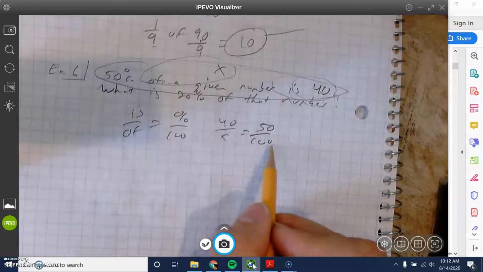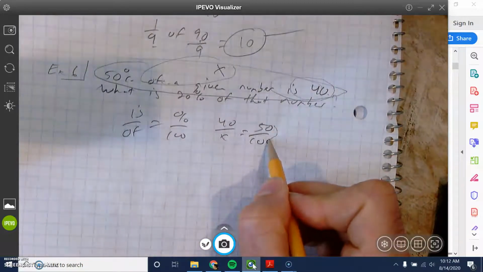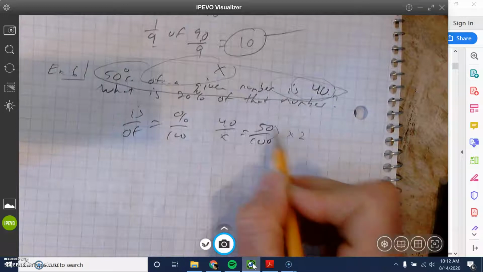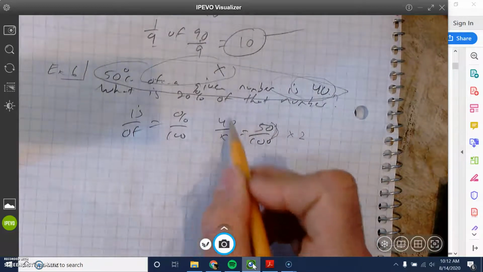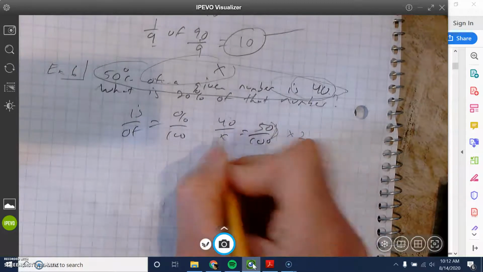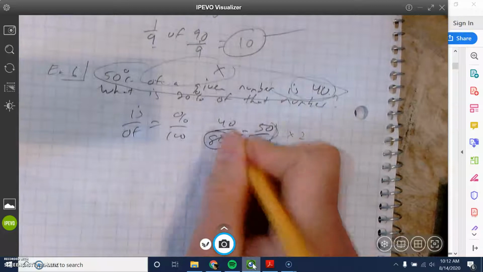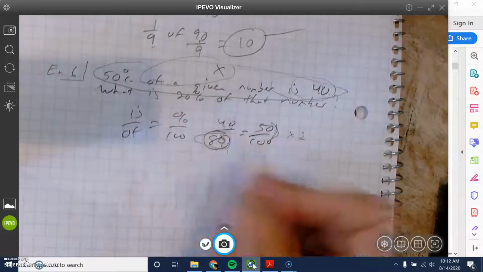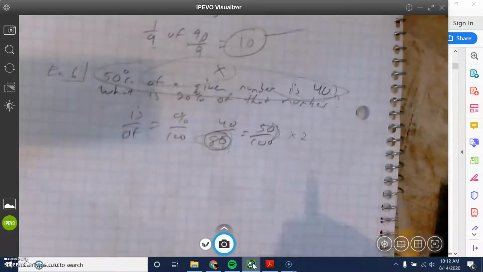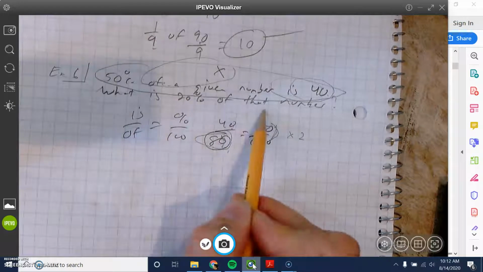So let's look at this relationship. See, 50 to 100, that's times 2, right? That's a half. So what would make this fraction equal to a half? I can cross multiply and divide, but that would be 80, right? 40 over 80 is the same as a half. This is a half, this is a half. And so 80 is the answer to the top part. Is that the final answer? No. Because now I want 20% of that number.